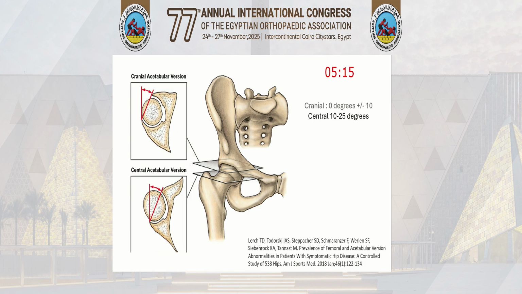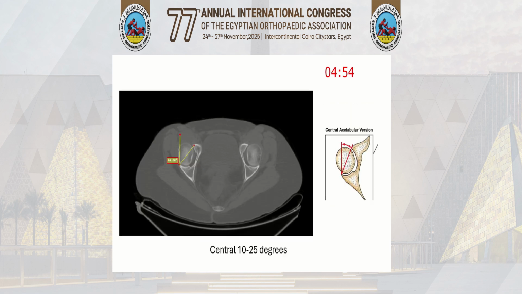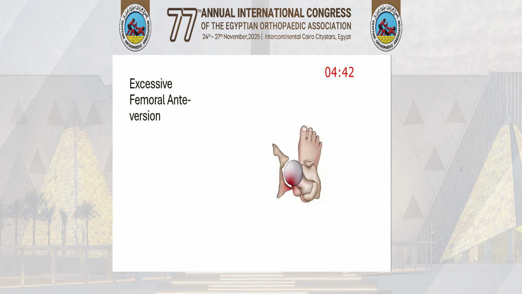From Bern, they described measuring the acetabular version using two cuts, one at the top of the acetabulum called the cranial acetabular version, and one at the center of the acetabulum called the central acetabular version. This patient's cranial acetabular version here is about 40 degrees. Normally this should be around 0 degrees. The central acetabular version is 45 degrees. Normally this should be around 20 degrees. So this patient has significantly increased acetabular version, and you can appreciate that on her 3D scan.